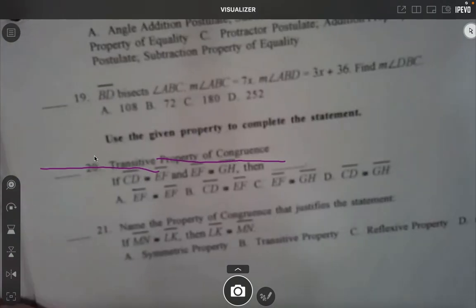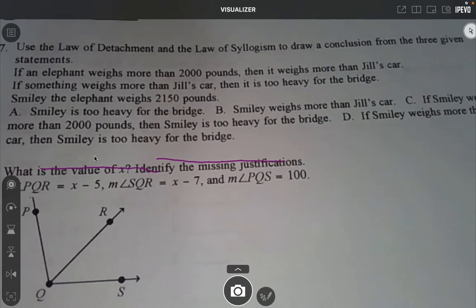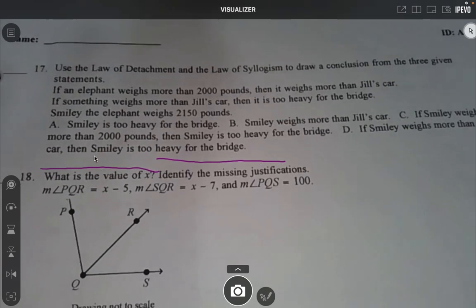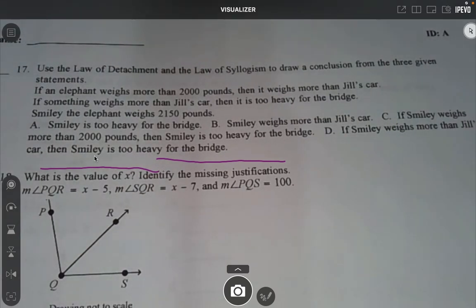Number 17. This one uses both the law of detachment and the law of syllogism. This is the same on your worksheet, Emma. A bunch of these have been the exact same questions. So, use the law of detachment and syllogism. If an elephant weighs more than 2,000 pounds, then it weighs more than Jill's car. If something weighs more than Jill's car, it's too heavy for the bridge. The elephant is 2,150 pounds. What can you conclude about the elephant?